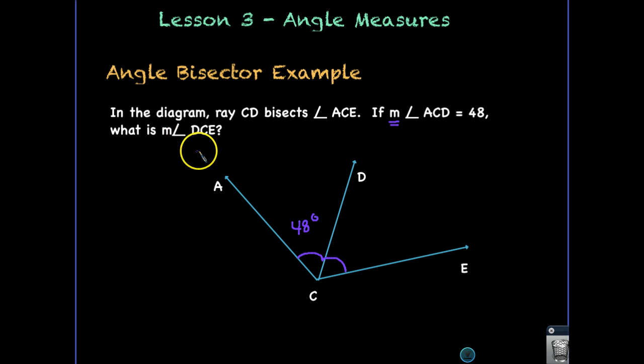What is the measure of angle DCE? So what is this? Well, based on our theorem, based on what we just learned, we know that it's congruent to 48. So we know that it's also going to be equal to 48. DCE is congruent to ACD. So those two will be the same.